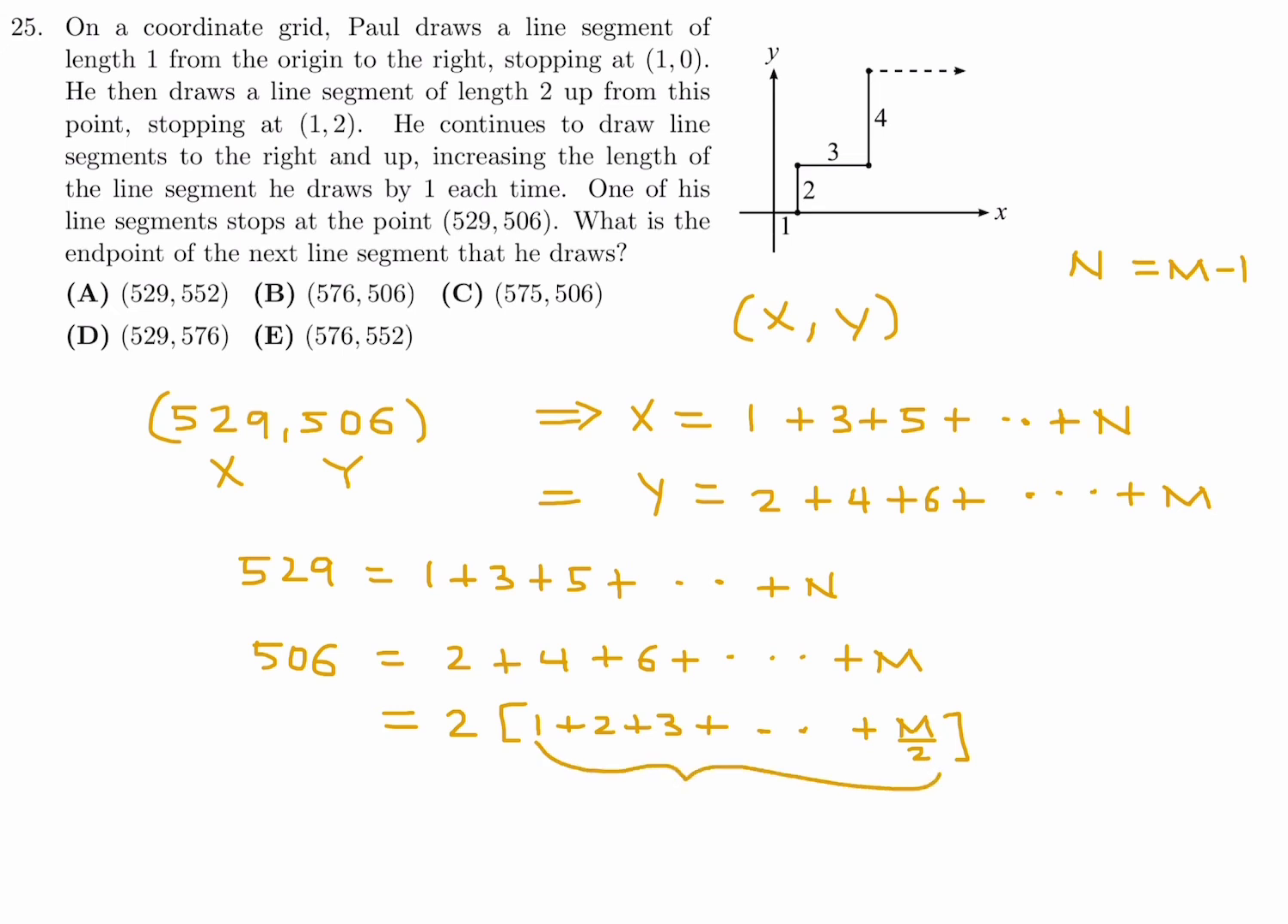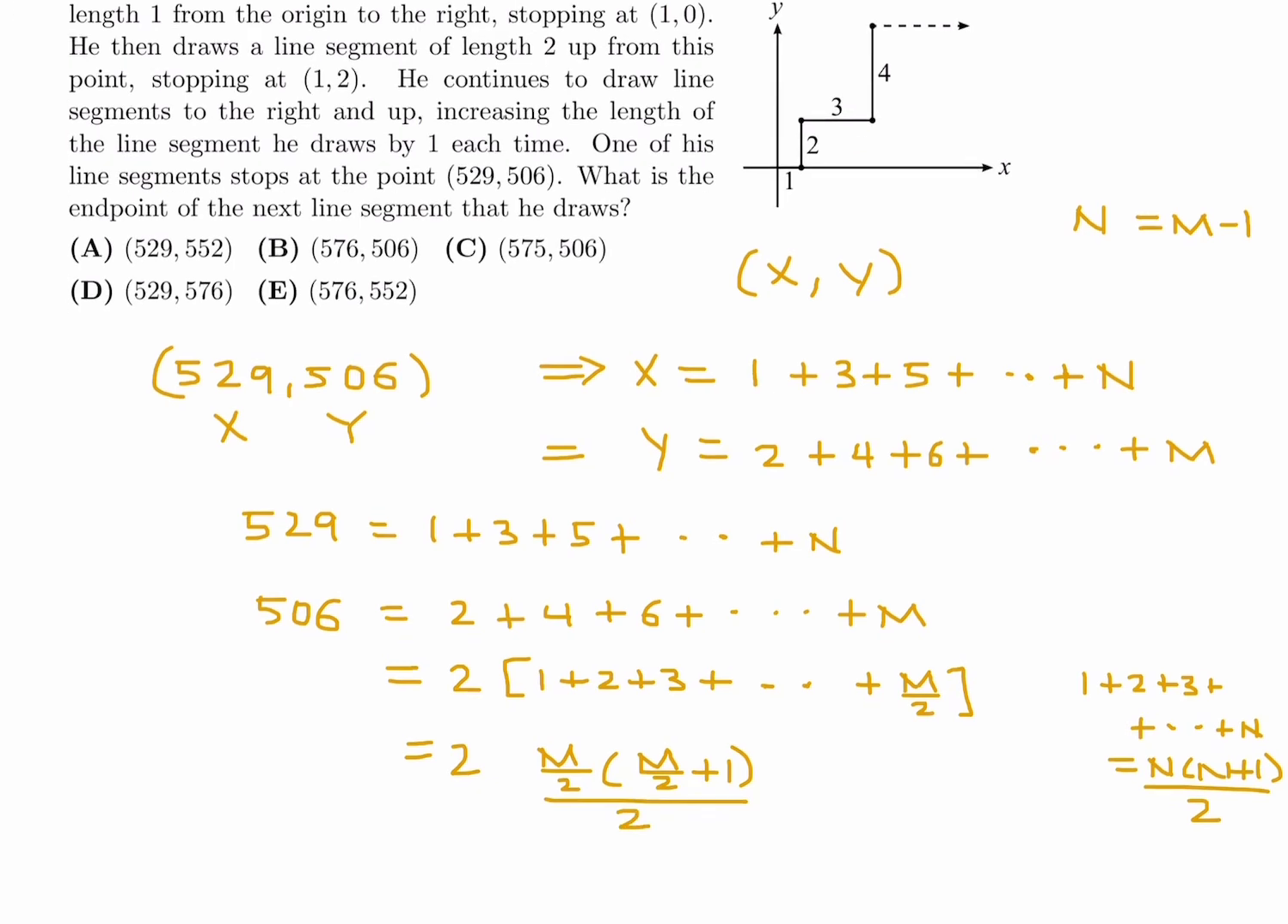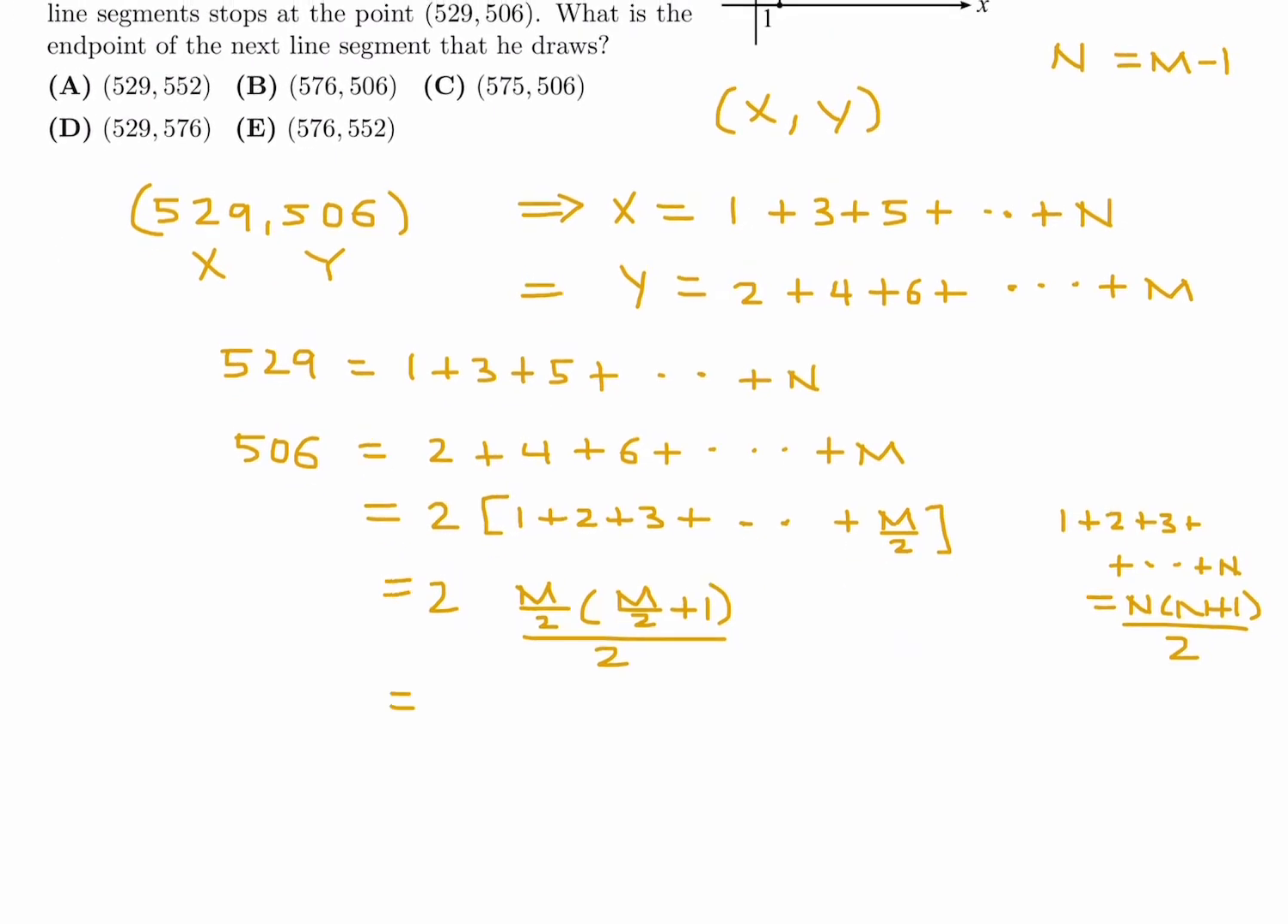And this part has a formula. And some of you may know it, some of you may not. It's in grade 7. So you're in grade 7, so you may not know that the sum of consecutive numbers until n is equal to n times n plus 1 over 2. All right. So using that formula here, this part becomes m over 2 times m over 2 plus 1 all over 2. All right. So that basically, these 2's cancel out. So you just have m over 2 times m over 2 plus 1. And that, of course, equals 506.